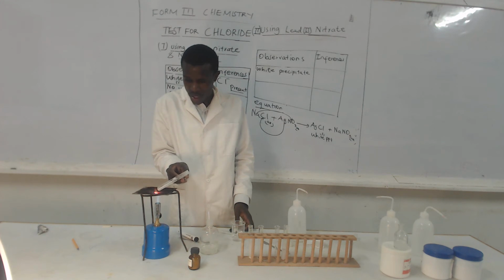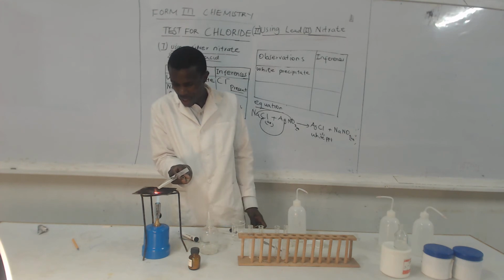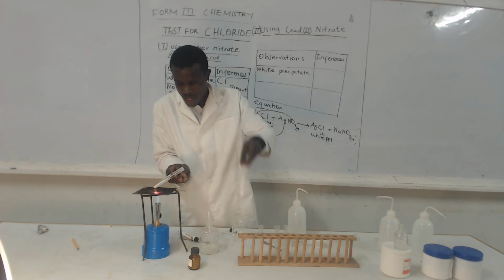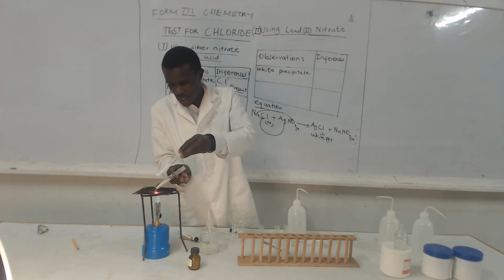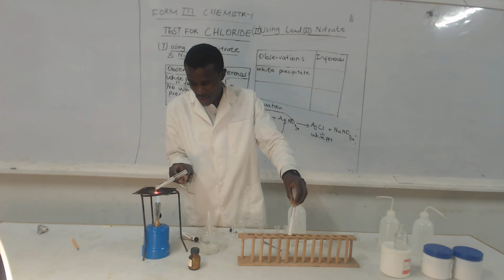So it means when we are using lead 2 nitrate and confirming the presence of chloride, if chloride ions are present, there will be formation of a white precipitate that dissolves upon warming. You can see it has dissolved. If you compare the way it was before and now, you can see the white precipitate has dissolved.